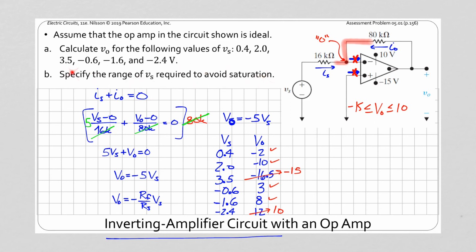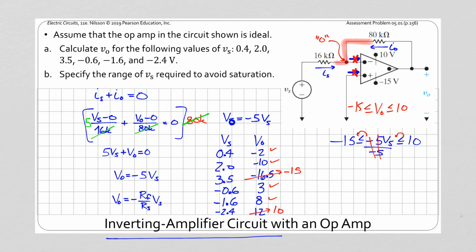If we're looking for the range of Vs required to avoid saturation, we have this requirement here. We want the range of Vs that avoids saturation, and saturation depends on VO. So we need our relationship between VS and VO. One trick of inequalities is that if you divide through by a negative number, here we'll divide through by -5 to get VS by itself, you reverse the direction of the inequalities.